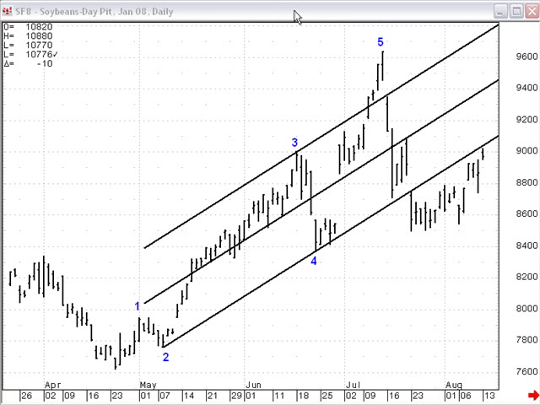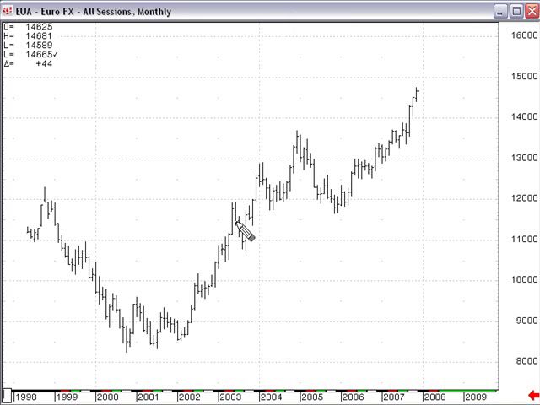and I'll show you again just to make the point clear. Okay, I'll outline the waves: wave 1, wave 2, wave 3, wave 4, and as you can see, a developing fifth wave move here.